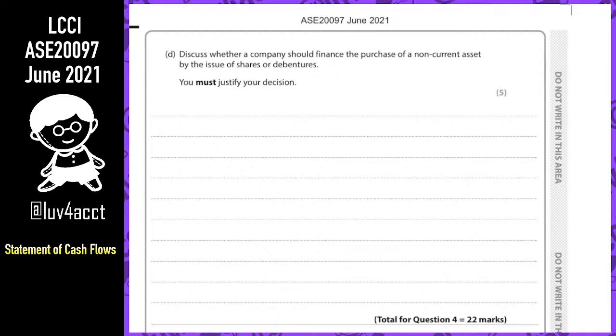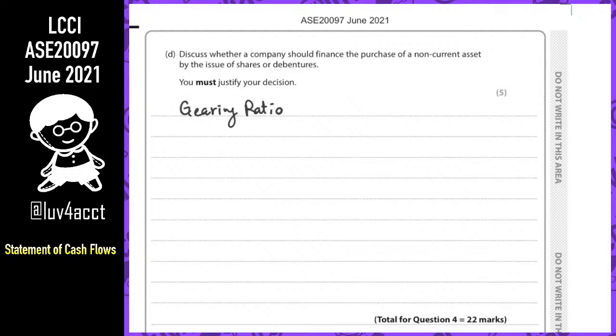So the question is usually on gearing. Gearing ratio is not in the syllabus of LCCI level 3, but it is good that we know the concept. Gearing ratio refers to the proportion of debt that a company is in.